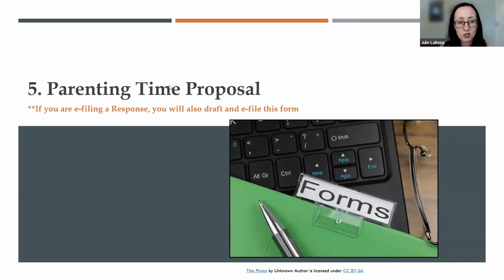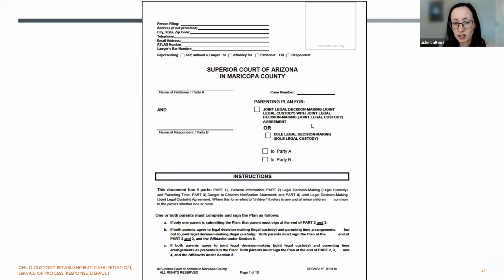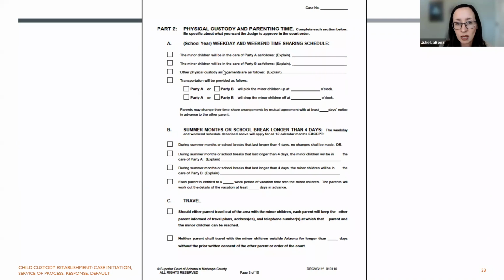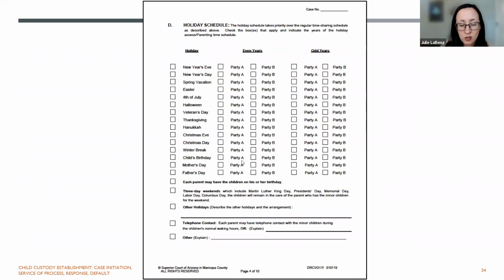In addition to the petition to establish, you can do the parenting time proposal in this parenting plan document. So fill out your caption, make sure the county's correct for you, and then joint decision making, if that's what you're asking for, or sole, and which party, A or B, you want to have sole legal decision making. Name the minor children, indicate what type of decision making you're asking for, get into details about the year-long parenting time schedule. What do you want to happen with travel? What's the holiday schedule you're requesting?